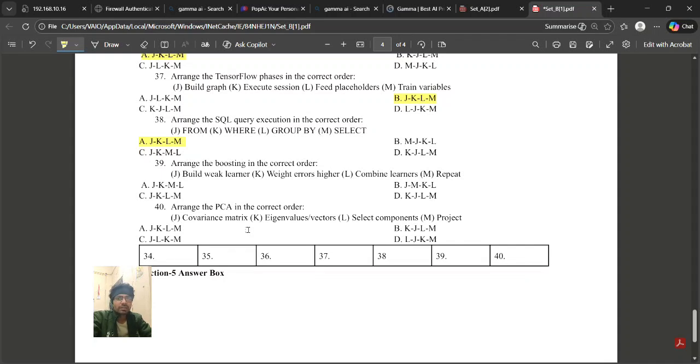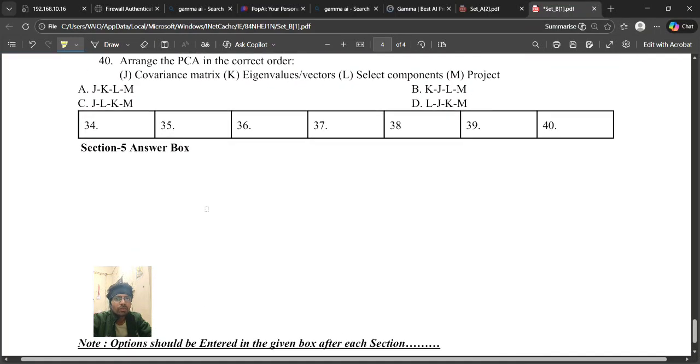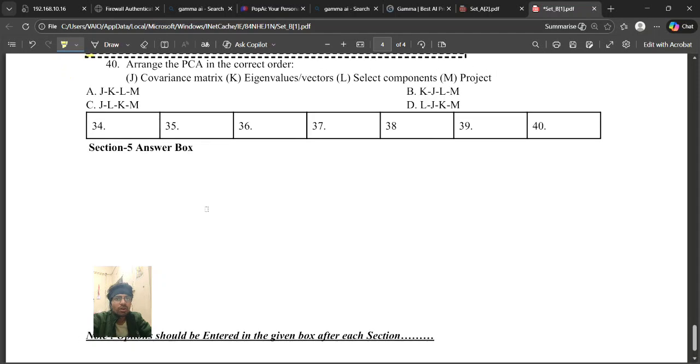The next question is 39. Arrange the boosting steps in the correct order. The boosting process is: first build a weak learner, then weight the errors higher where the learner failed, then repeat this process and build a new learner, then finally combine all. So the answer is J, K, M, L. So the answer is A. Okay, sorry, there was a big mistake, so we ignore it.